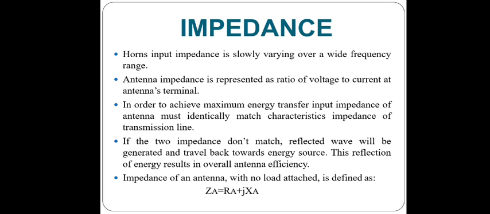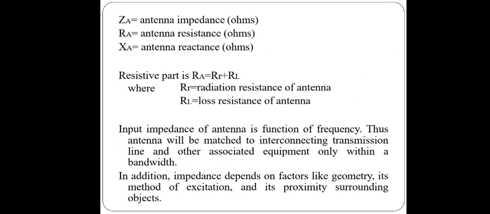For example, consider impedance matching of an antenna with no load attached: ZA = RA + jXA, where ZA is the antenna impedance, RA is the antenna resistance, and XA is the antenna reactance, all in ohms. Z equals R plus jX. Considering the resistive part, the antenna resistance is the combination of the radiation resistance and the loss resistance of the antenna. So RA = RR + RL, as we already know.